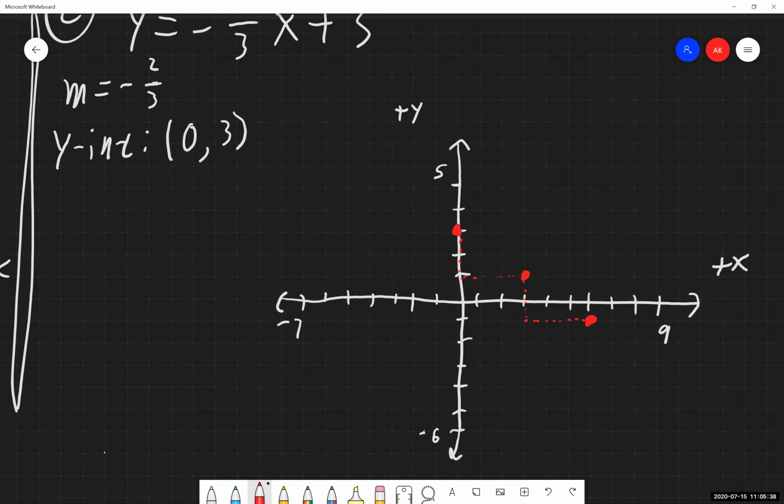So again, I'm doing overkill by making more points, but I do want to show the possibilities of how we can graph this thing. But it's following that pattern, down 2 over 3, down 2 over 3.